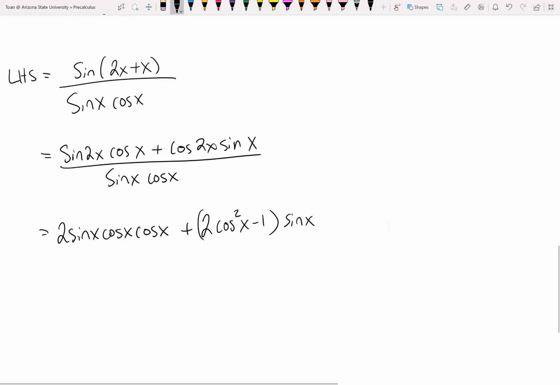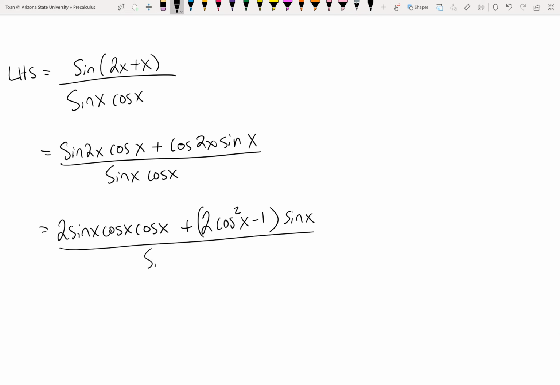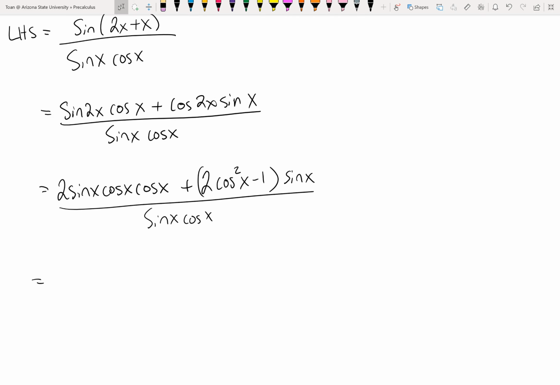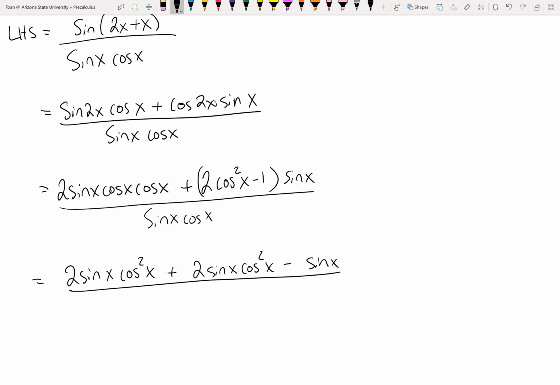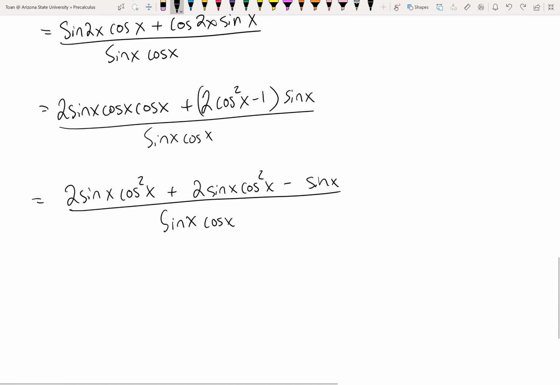Always use parentheses when you substitute. All over sine x, cosine x. Let's just go ahead and clean up some basic algebra. So this is 2 sine x cosine squared x plus 2 cosine squared x. Let's do the sine first. Sine x cosine squared x minus sine x, all over sine x cosine x. Hey, we have like terms here. These guys are 100% identical, so I can combine them, and that is where we get our 4 from.